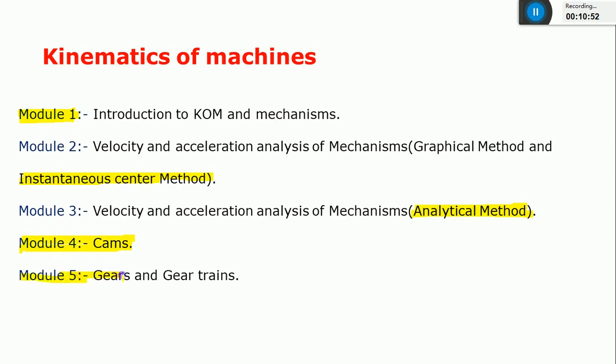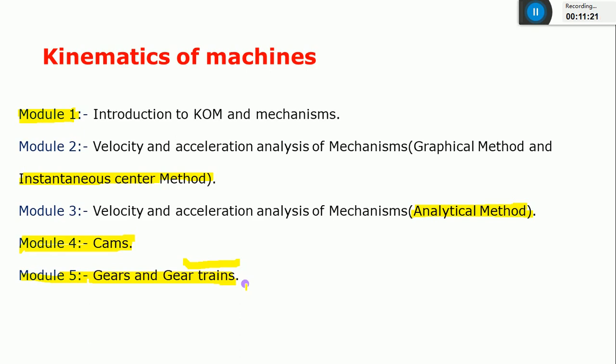And finally, the module number 5. This is also very much easy compared to all other 4 modules. This is the easiest module, that is gears and gear trains. Again, it is having 2 units. One is gears and the second one is gear trains. First we'll try to complete unit number 2 of this module number 5, that is gear trains, because this is very much easy and you'll get fixed questions, like sun and planet type of gear trains, using a tabular method.